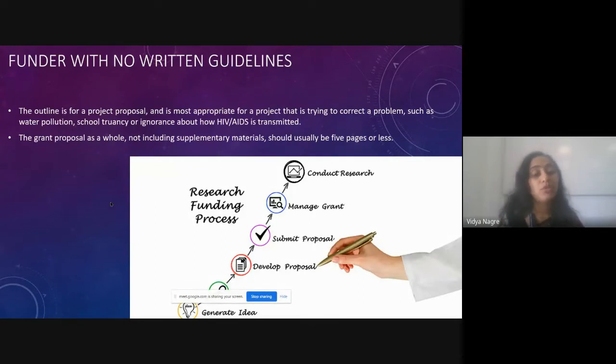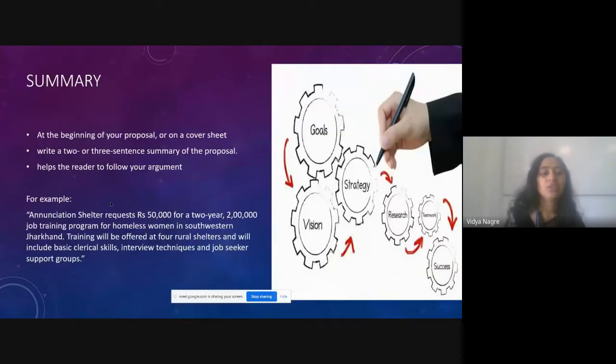The grant proposal as a whole, not including supplementary material, should usually be around 5 pages or less. So basically, if you can see in this diagram, these are certain steps. Generate an idea, then conduct some basic research, then develop a proposal, submit proposal, manage grant, and conduct research. So these are certain steps that we go through.